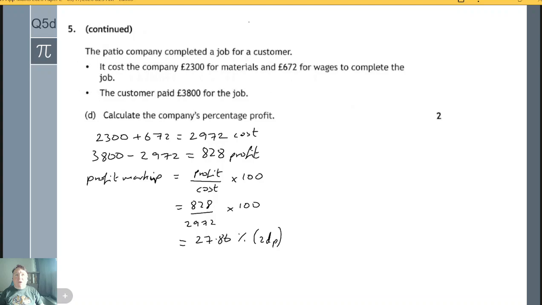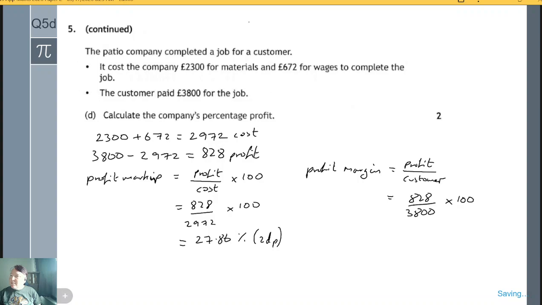Now, because I'm not 100% sure, I would read it as the profit on the selling price, so out of every pound the customer gave us, how much did we keep as profit? So this would be profit margin. That's the profit over the customer's price. So that would be our 828 over the 3800, which is where my instincts were sending me.